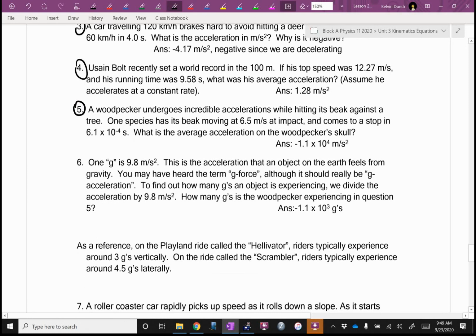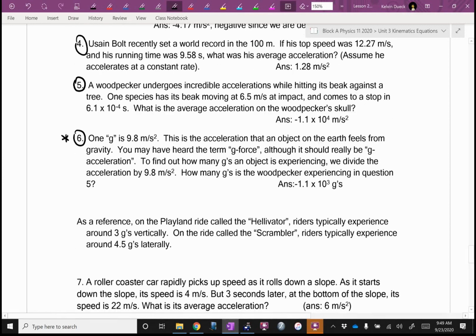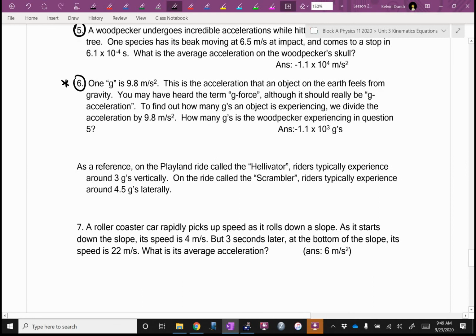Number 5. Number 6, I'm going to put a star next to. I haven't explained it yet. I'm introducing the concept of G's, and I'm going to do a whole lesson on it, but I can't resist looking at the woodpecker. The number of G's that it takes on its brain is crazy. In fact, they're looking at its brain and trying to apply some of that to crash helmets. Okay?